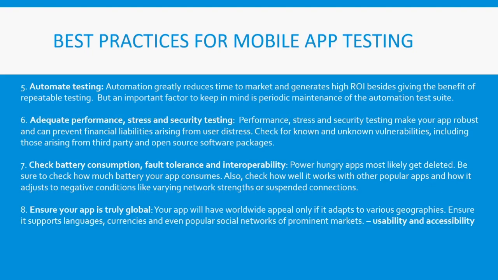And the last thing, ensuring your app is truly global. You have to check the usability of the app. Does your app have a voice function for people with impaired vision? Can you increase the fonts of your app for people that can't see properly? Accessibility and usability come into importance while you're testing your mobile application here.